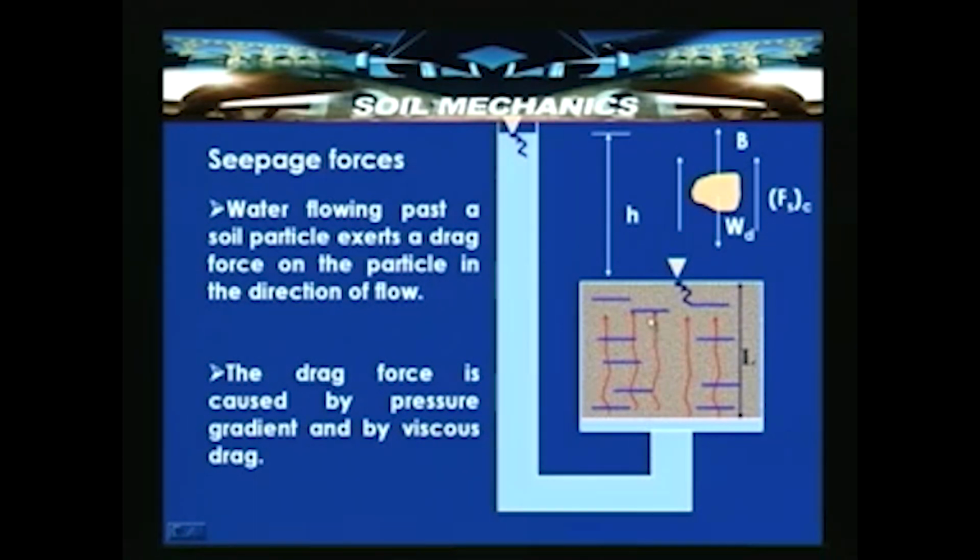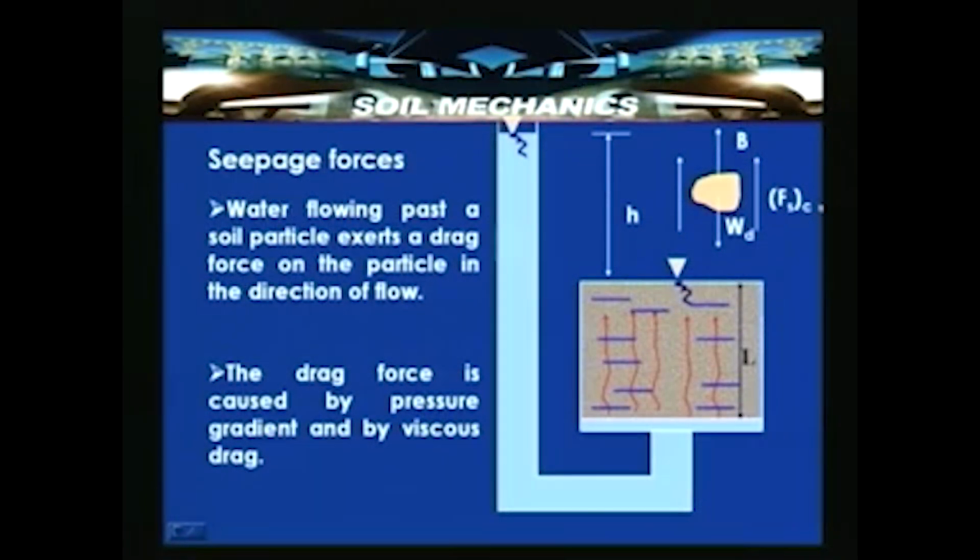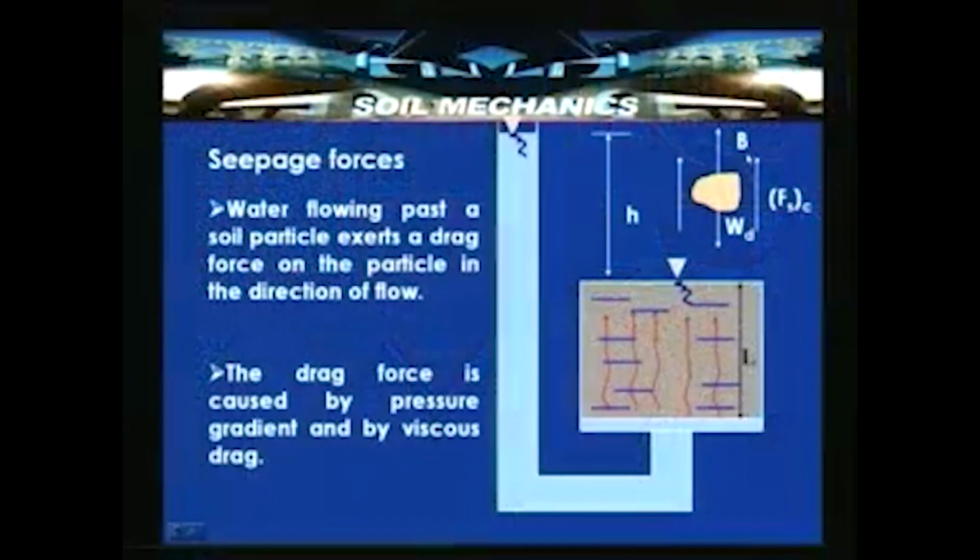In the direction of the flow, if you pick a single grain from here and consider its equilibrium, then W_D is the weight of the dry solid grain, and F_S are the seepage forces acting on both sides of the grain, which are because of the frictional drag as well as the viscous drag imposed on the particle, and B is the buoyant weight.